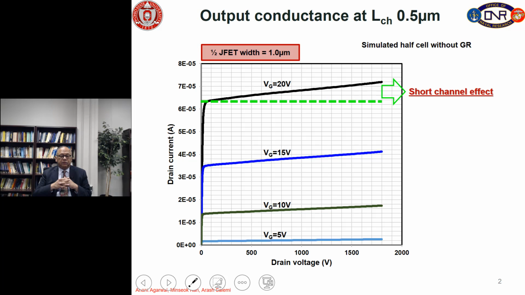So, to introduce the topic, we have taken our design of half JFET width of 1 micron and channel length of 0.5 micron, and we have simulated our half cell for different gate voltages, and you immediately see that at gate voltage of 20 volt, the curves bend over here, and then the current keeps increasing as we increase the voltage. So, this part of the curve is called the output conductance, and we do not want this current to be very high at the breakdown voltage of 1700 volt.